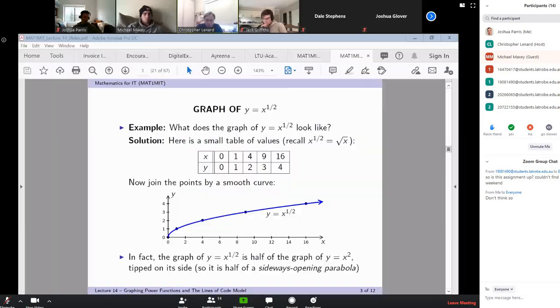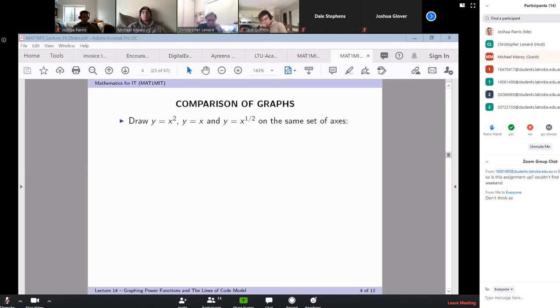Oh, that's what it is. It's the half of the sideways opening parabola. So if we draw x squared and x to the half on the same set of axes, we get something quite interesting. So in blue, we've got x squared. The black one is just y equals x, and the red one is x to the half.